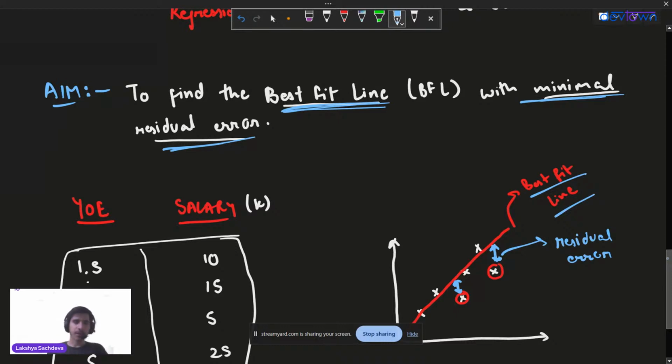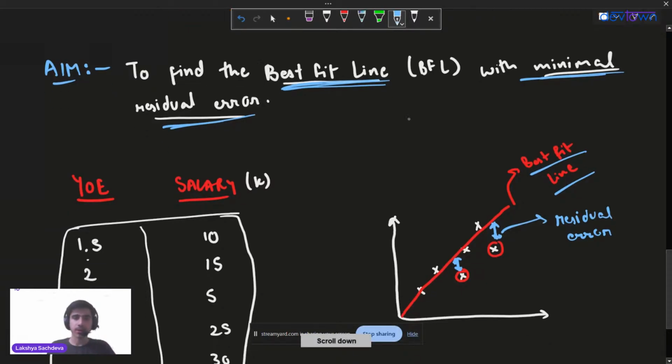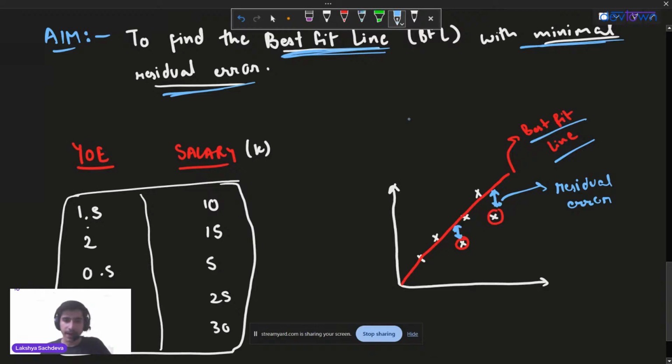Great, sir. We understood the aim, that we have to make a best fit line with minimal residual error. So what is the best fit line? The line that crosses through most of the points is our best fit line. And what is the residual error? The error between the points and the best fit line is called the residual error.